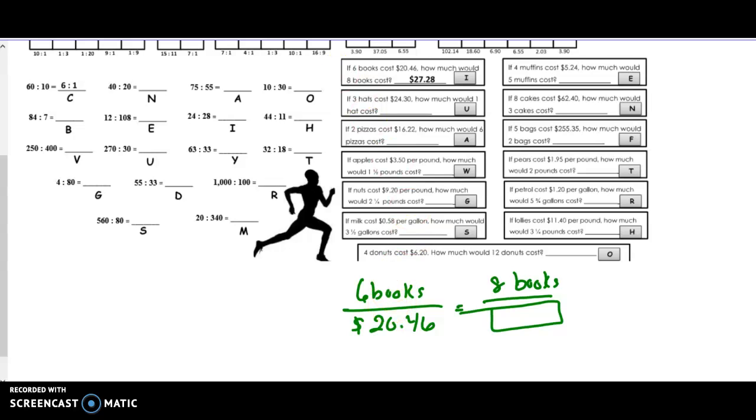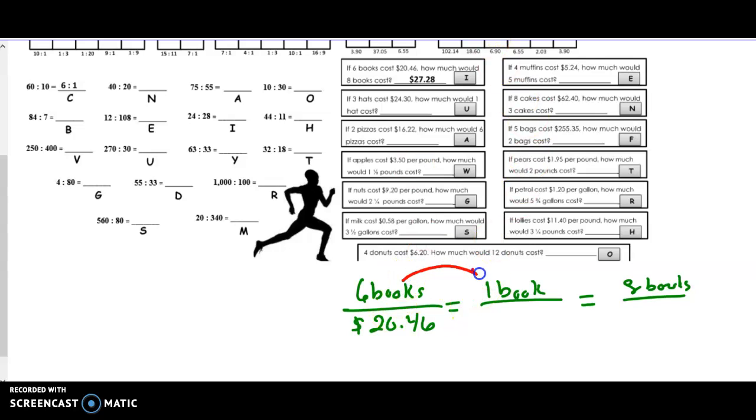So what I'm going to do is this. I'm going to say, we're going to do the unit rate. Before we can even get to 8 books, I need to find out how much 1 book costs. All right? Once I figure out how much 1 book costs, then I can figure out how much 8 books cost. So let's figure out how much 1 book costs. That is easy to figure out.